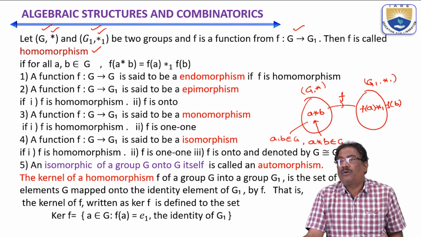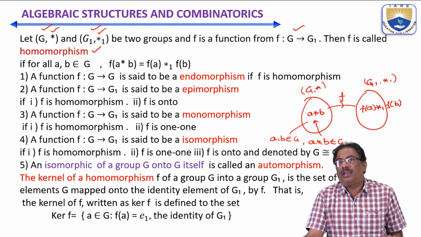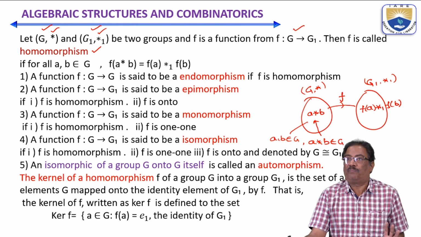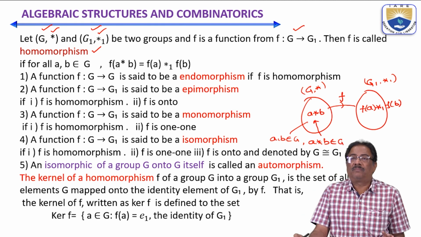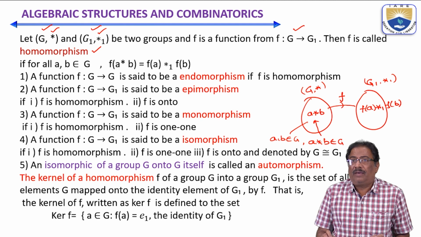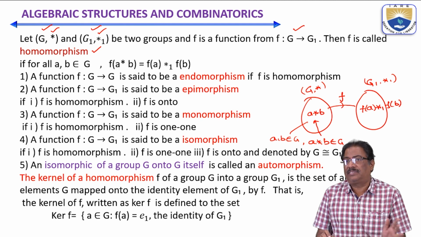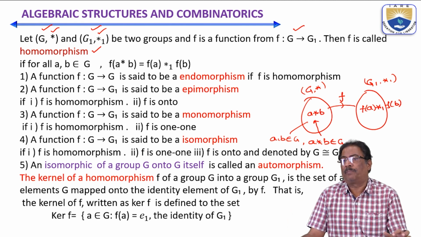Now consider a function F from G to G1. It is called a homomorphism if for all a, b belonging to G, F of a star b is equal to F of a star1 F of b. Here G and G1 are different, so then we say it is a homomorphism.